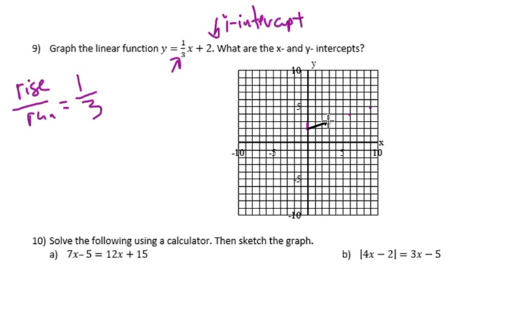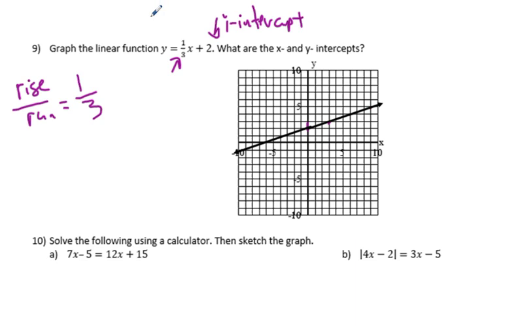So let's go to 2. It's going to cross those points, and it's going to just kind of go backwards. Same thing. Rise 1, run 3, rise 1, down 3. Going the other way.